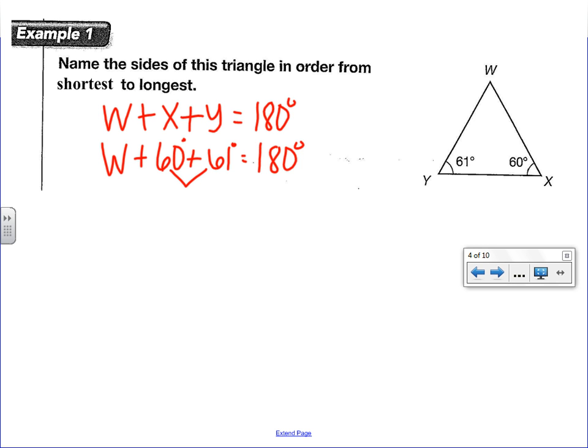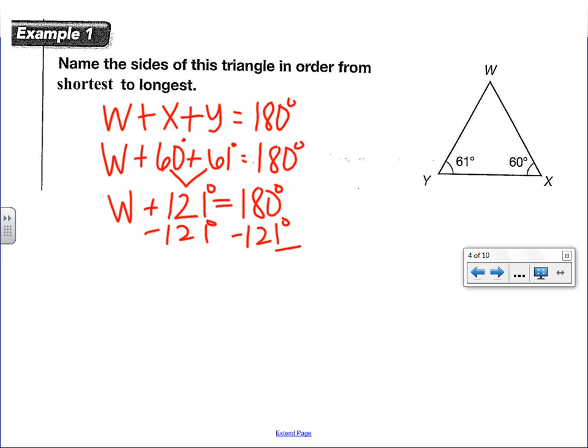So 60 plus 61 is 121. So W plus 121 degrees is equal to 180 degrees. I'm going to subtract 121 from both sides. Whenever I do that, I have to make sure that I cancel. And I'm left with just W, bring down my equal sign, and when I subtract those, I get 59 degrees. So I can label W as 59 degrees.